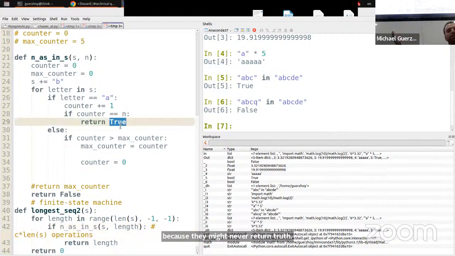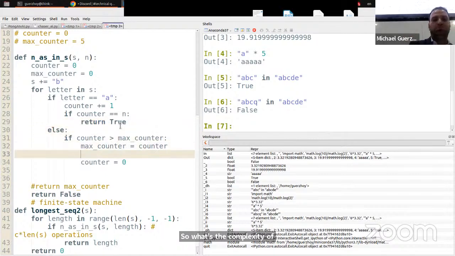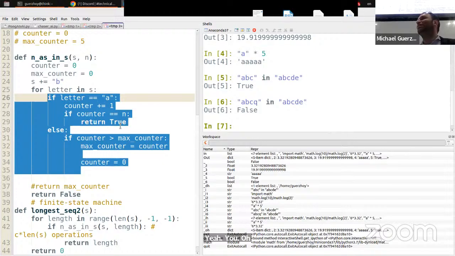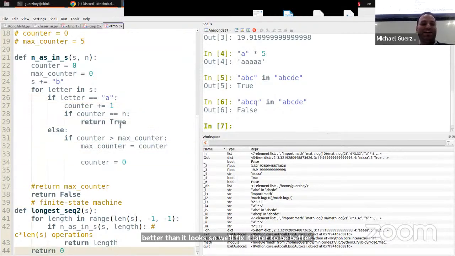So what's the complexity of that? Well, I'll repeat this length of S times. It takes C operations, or if you like, C seconds. So the runtime is going to be proportional. Yeah. Oh, well, I'll fix it. Like this function is better than it looks. So we'll fix it later to be better. All right. But the answer is currently no, max counter is not doing anything.